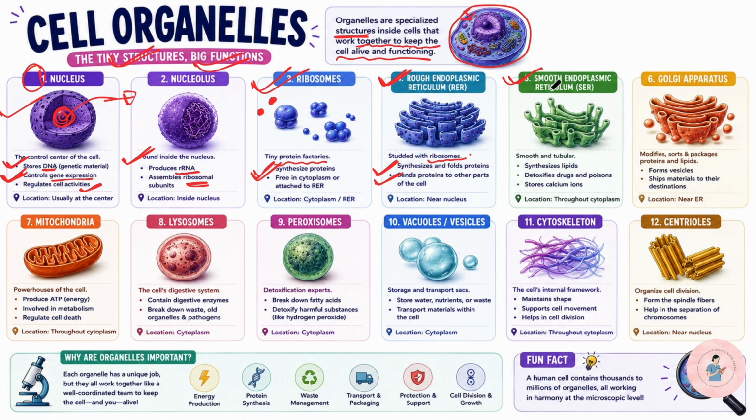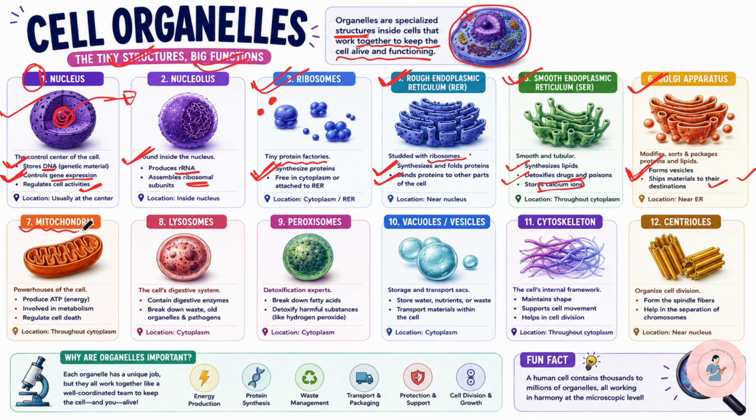Whereas the function of the smooth endoplasmic reticulum is to synthesize the lipids, detoxify drugs and poisons in the body and store calcium ions. Fine. The sixth structure is the Golgi apparatus. The Golgi apparatus forms vesicles and ships material from one destination to another destination.